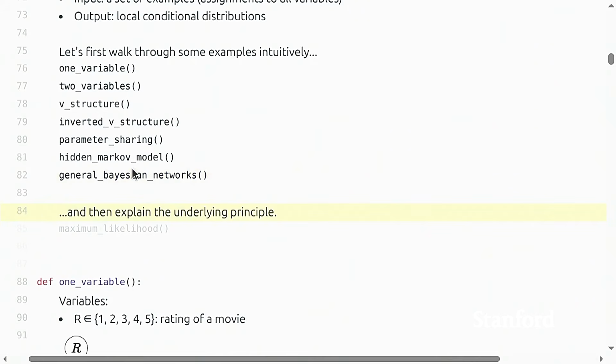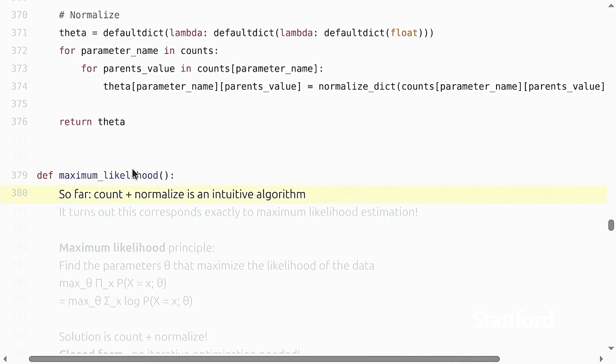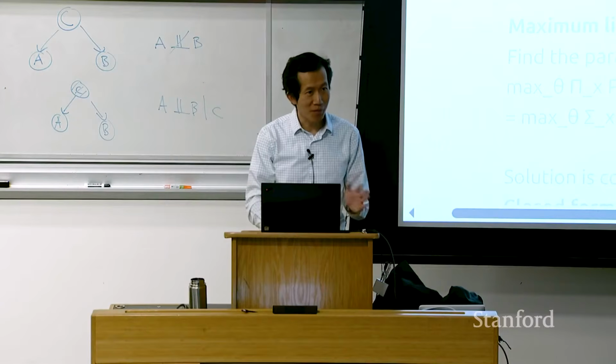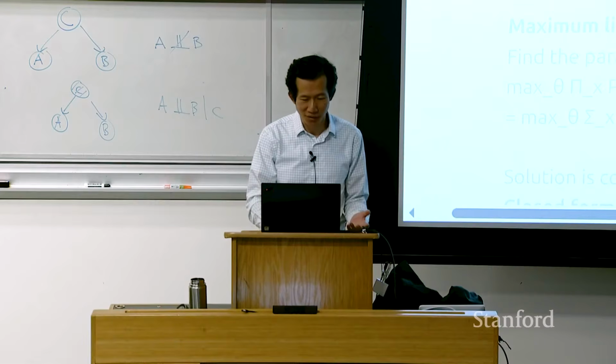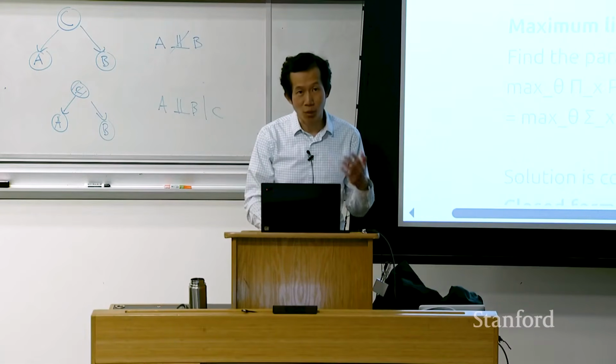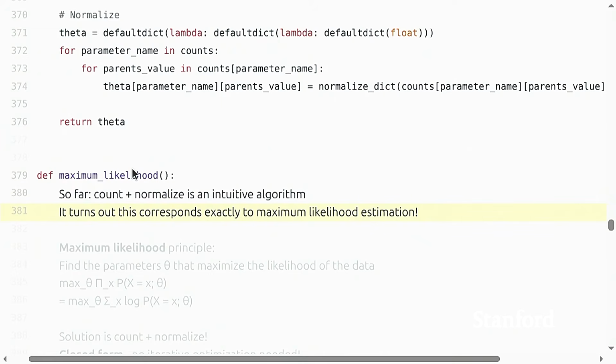Okay, so let me talk about the principle here. So far, we just said count and normalize. Seems believable that this is a good thing to do. But it's more than that. It actually corresponds exactly to maximum likelihood estimation. So what is maximum likelihood? It's a very simple and powerful principle in statistics and in all of machine learning really. And if you think about training a large language model, that's what you use. Minimizing cross entropy, minimizing perplexity is exactly the same as maximum likelihood.